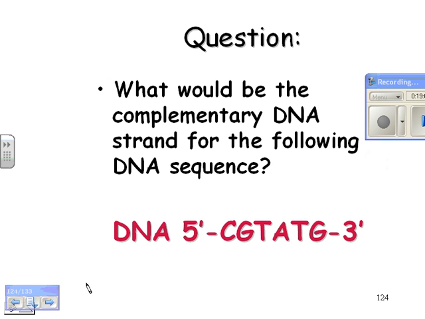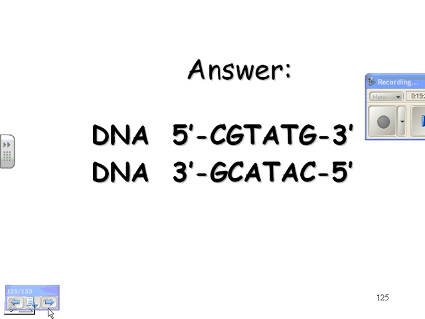So what would be the complementary DNA strand for this sequence? CGTATG, well, they would be backwards. So instead of 5', it would be 3' here. C goes with G, G goes with C, T goes with A, A goes with T, T with A, G with C, and you end with 5'. And that is the end of my story.